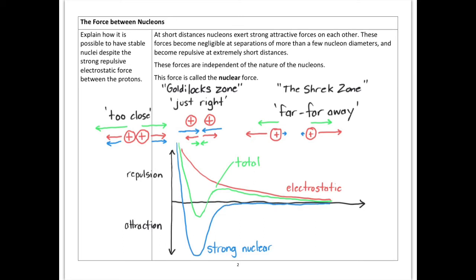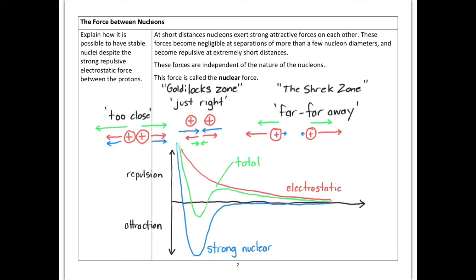So we have these two forces at play within the nucleus, the strong nuclear force and the electrostatic force. And it's the sum, the vector addition of those two forces, that tells us what holds a nucleus together. So initially it's repulsive, so that the two protons can't get too close to each other. They can't squash into each other.